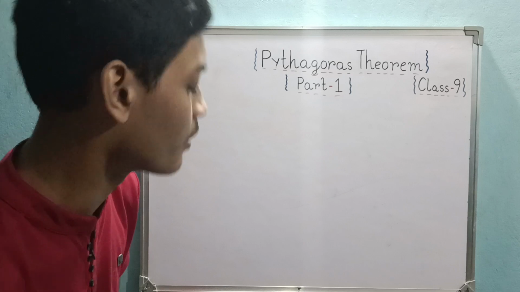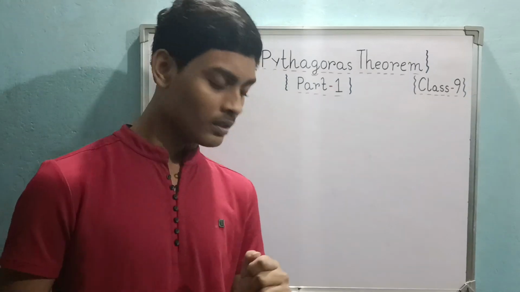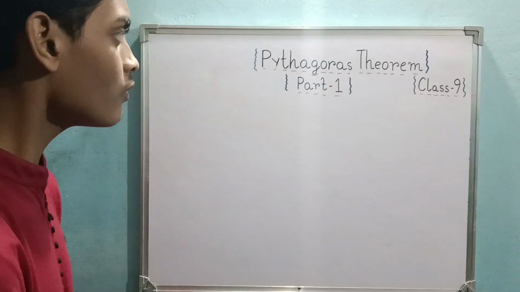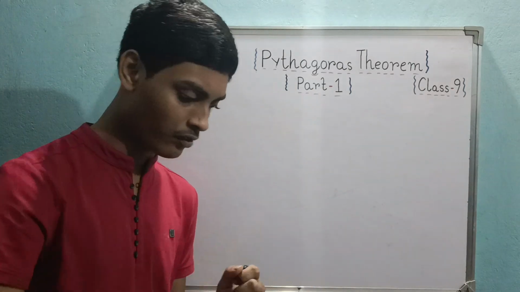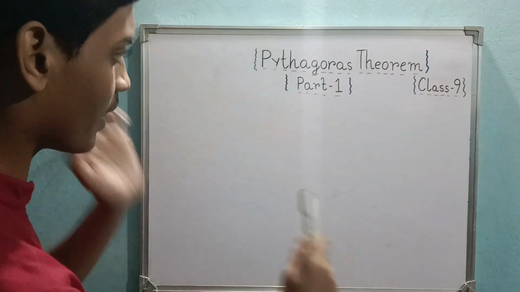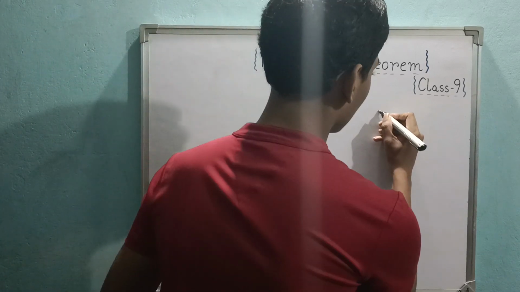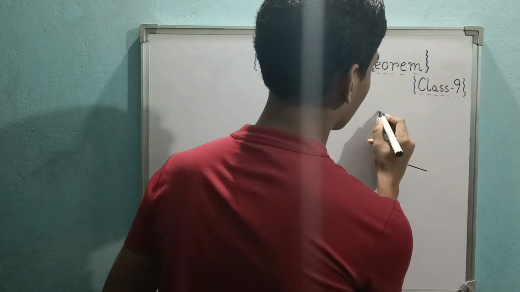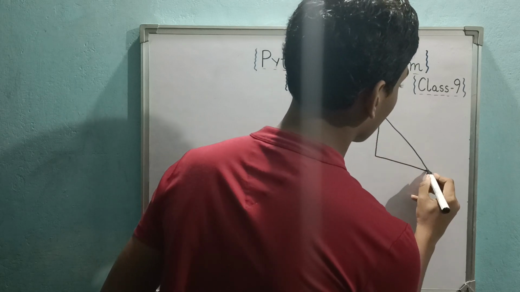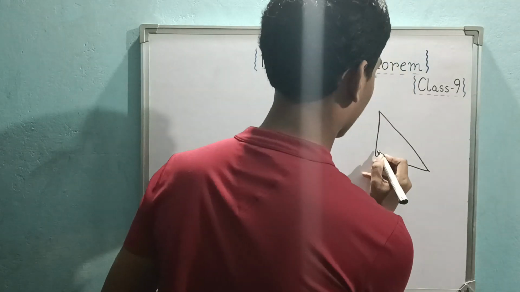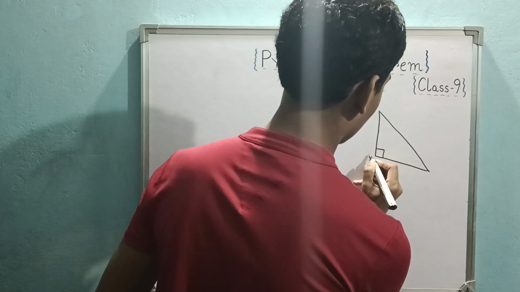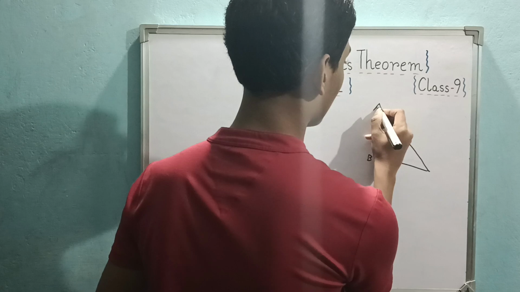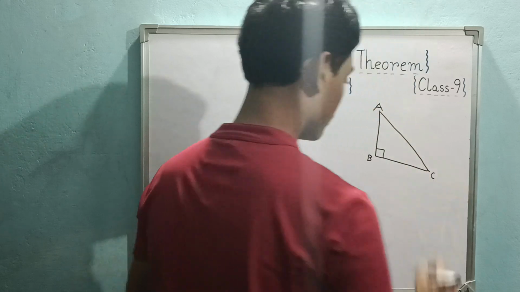So Pythagoras theorem. This is actually a very simple theorem, okay? Nothing is there. This theorem works for right angle triangles. I hope you know what is a right angle triangle. So let us draw one. Suppose this is a right angle triangle, right angle at this point. So this is B, this is A, this is C.